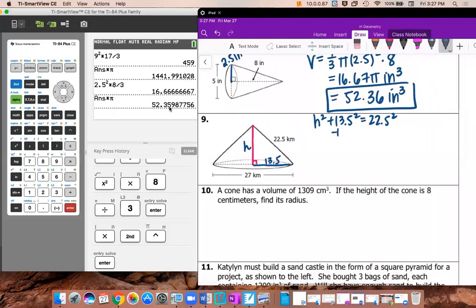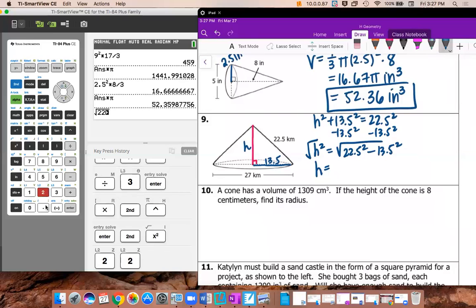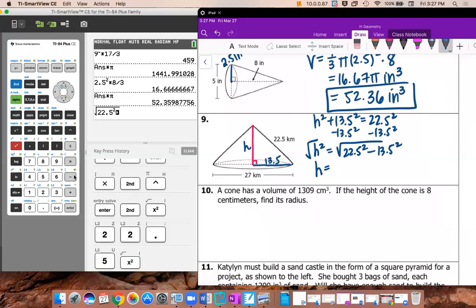So I'm going to subtract 13.5 squared from both sides. So you get height squared equals 22.5 squared minus 13.5 squared. And then I take the square root of both of those. Then we're just going to get height equals, and I'm going to plug it in here: the square root of 22.5 squared minus 13.5 squared.